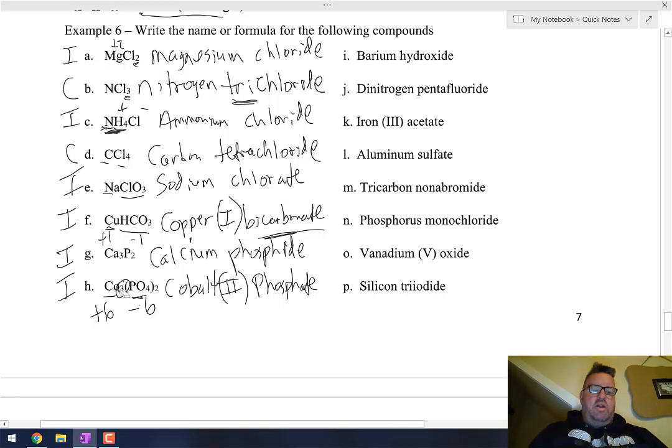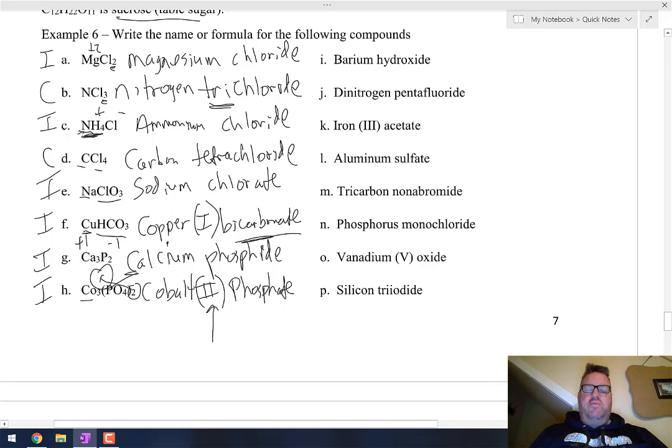Okay, and remember, another way you can do this, guys, is oftentimes it's really easy just to take these numbers and put them back up here. So notice that this 2 from the phosphate could just come back up here, and that's the charge on the cobalt. Okay, over on the right-hand side, we're going to write the chemical formula.